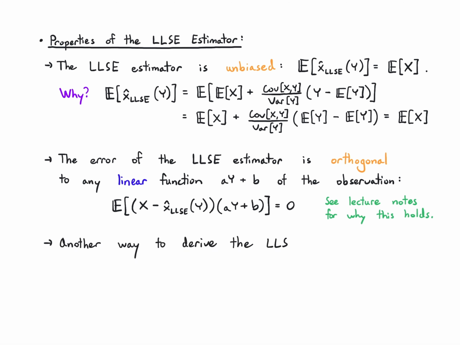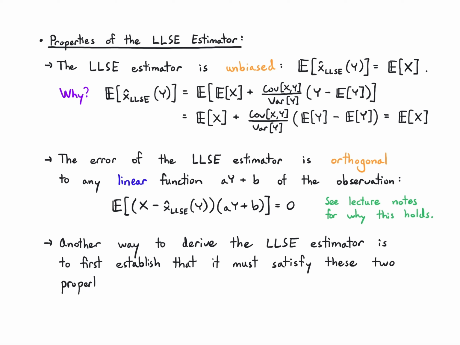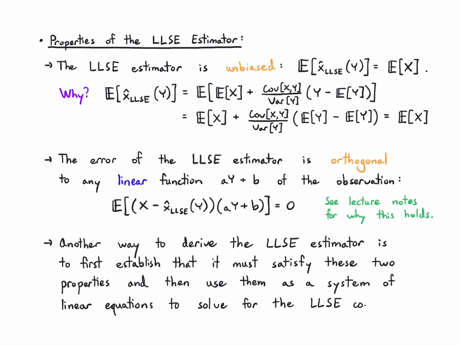And it turns out, and we don't really need to do this because, as I said, we don't need to derive the LLSE estimator, but if you wanted to do it, one way you could do it is first show that it needs to be unbiased and orthogonal, so get these two properties, and then set these up as a system of linear equations for what you need for A and B, and then just solve those, and you'll get the form of the estimator we had before. Okay, so that's just a little side note if that's the way you wanted to derive it, but again, we're not deriving it here, so it doesn't matter too much.